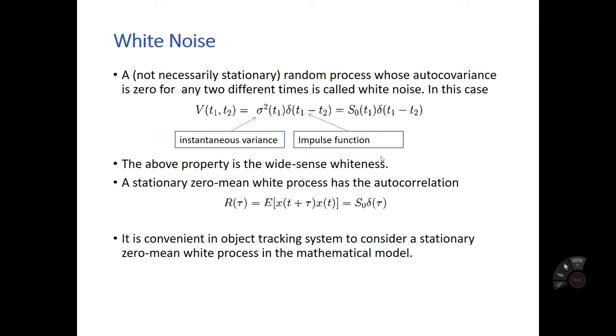So white noise has this autocorrelation and mean 0. A stationary 0 mean white process has this autocorrelation. It is convenient in an object tracking system to consider a stationary 0 mean white process in the mathematical model. So we just add the 0 mean white process, or white noise, to the Gaussian model, or the PDF Gaussian model, in the tracking system.